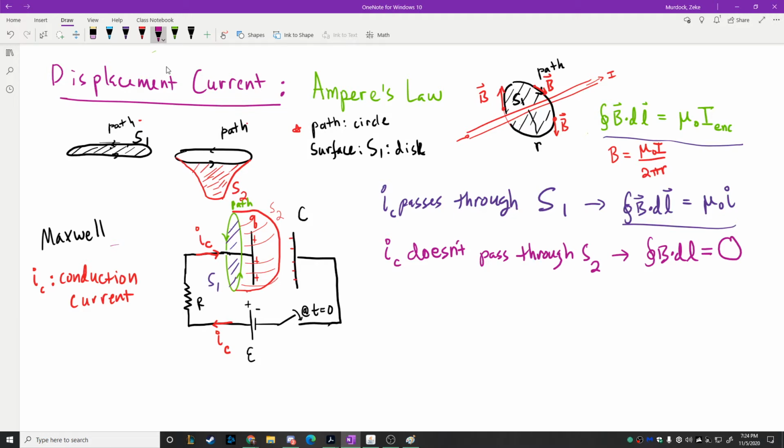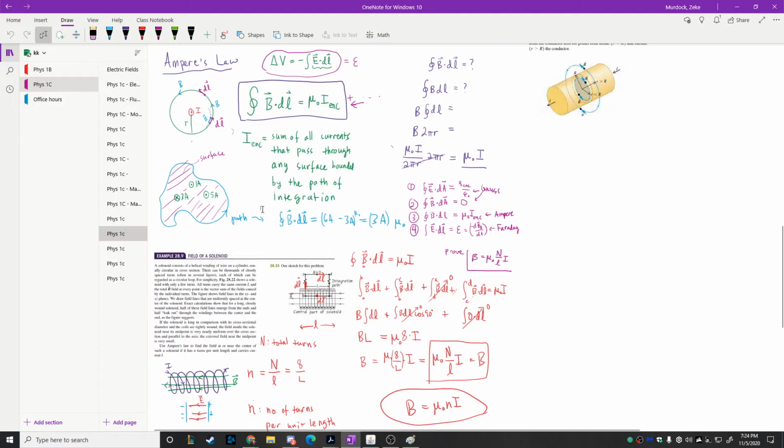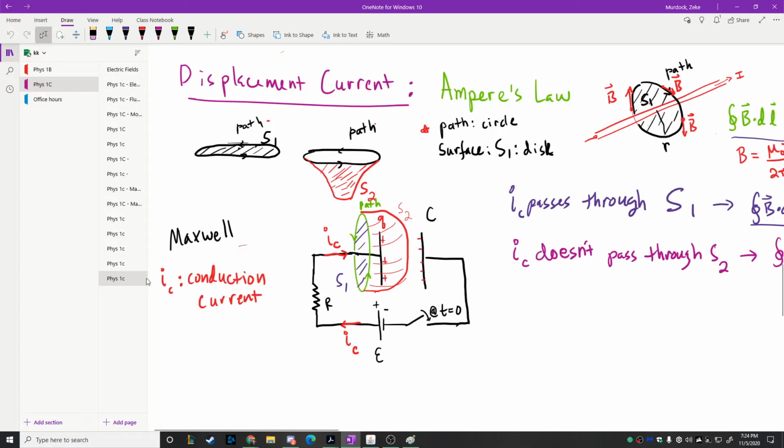So if you go back to Ampere's law, if we went all the way back to when we first talked about Ampere's law, here's Ampere's law. This is what I said it was. It's the sum of all currents that pass through, this is the piece that's really important, any surface bounded by the path of integration. That any surface part is the thing that Maxwell took to heart.